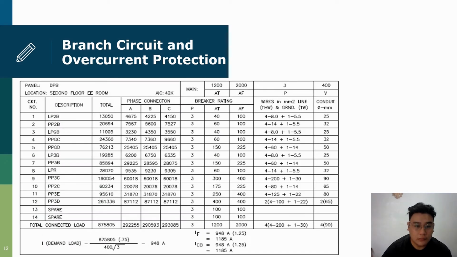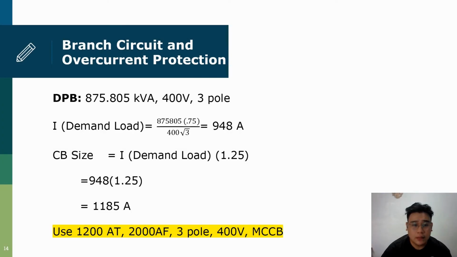Okay? Now for the panel DPB. Here is 87,805.75, let's just highlight it again, and the voltage is 400 volts. For the DPB panel, we have 87.805 kVA, 400 volts, 3 pole.